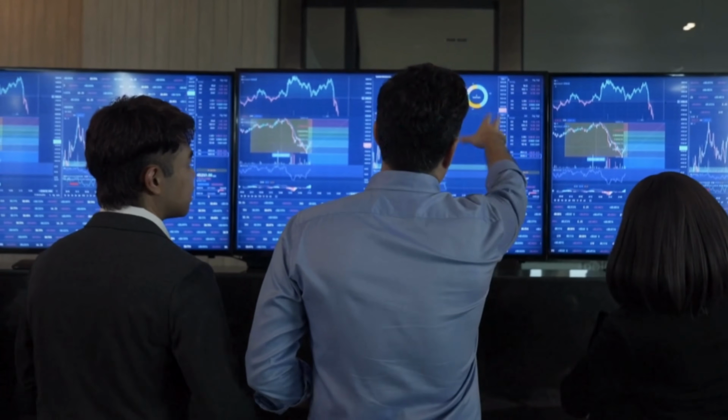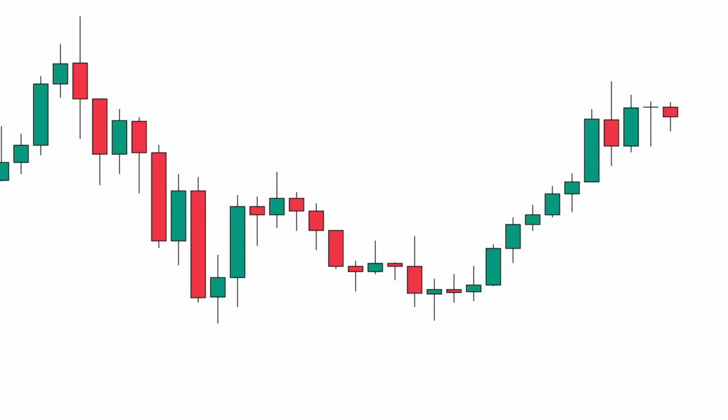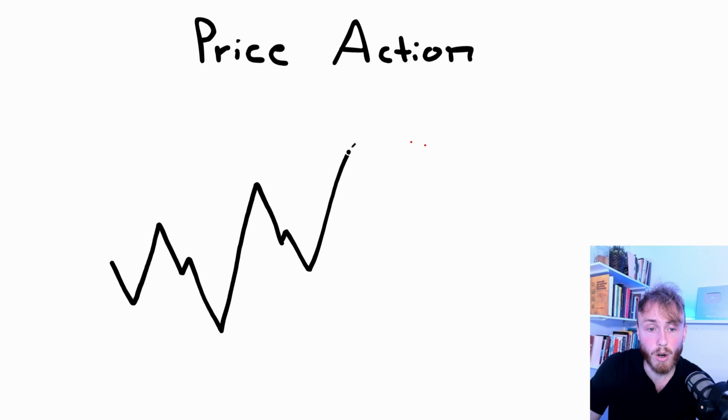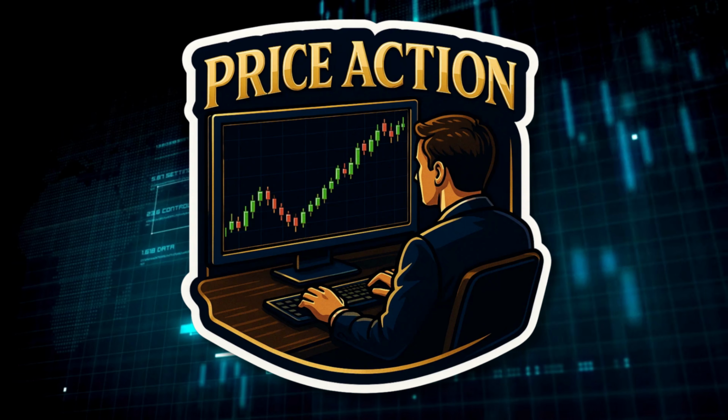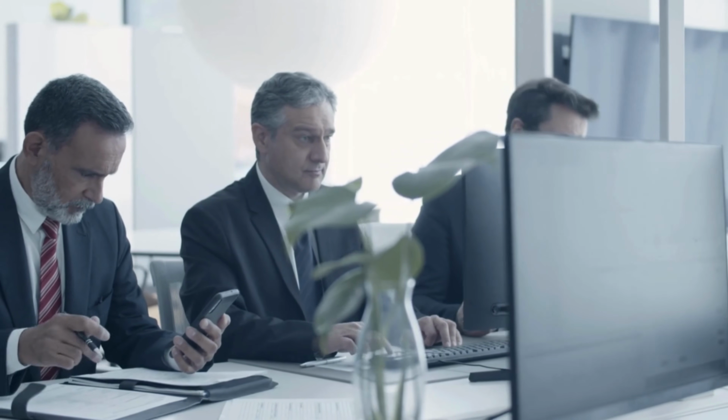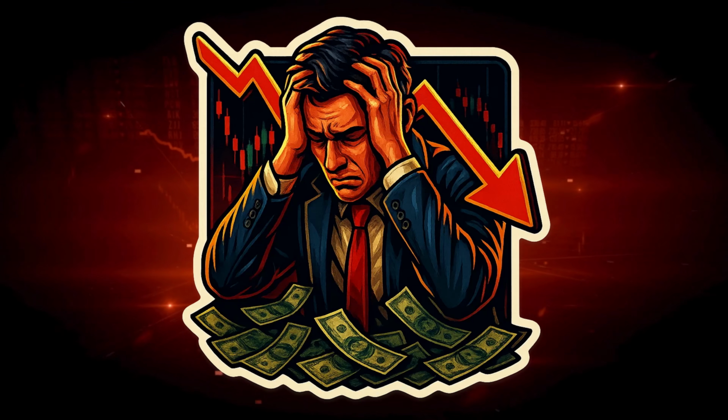Most traders are looking at the wrong thing. They are only studying price history when they should be reading what the price is doing right now. That is called price action. And it's what separates profitable traders from broke ones.